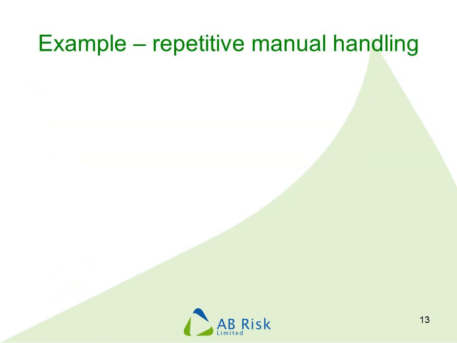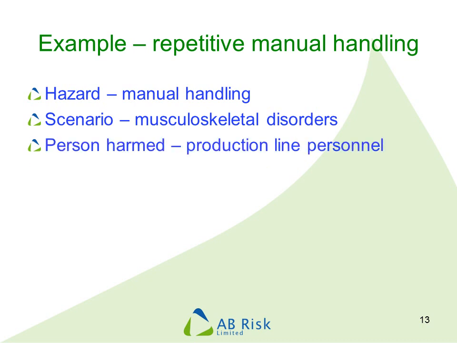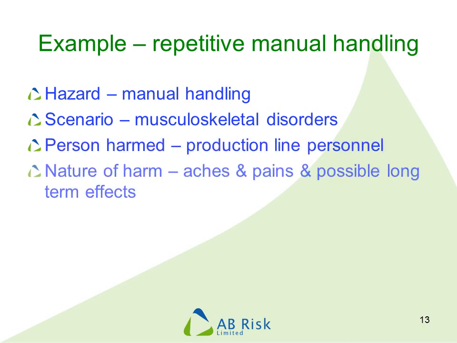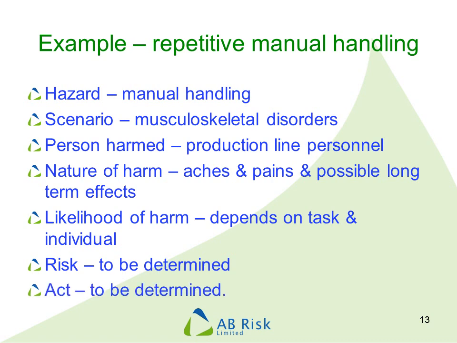Okay, let's take another example. Repetitive manual handling, some sort of production line activity. Hazard manual handling. The scenario is musculoskeletal disorders. The person harmed would be the person on the production line. The nature of harm, there could be the general aches and pains, and maybe some people will suffer from long-term effects. The likelihood of harm will depend on the task and possibly the individual. Again, that's really why we would do this sort of assessment, because we want to know what the risks are so that we know what actions to take.